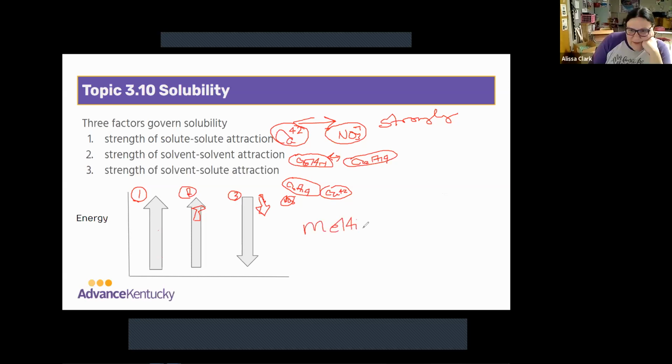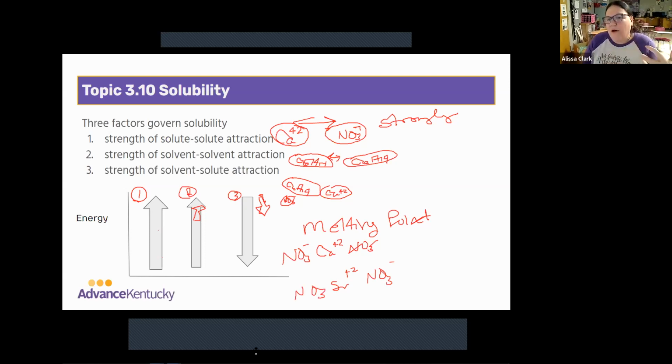So here we're going to kind of switch ideas a little bit and think about the melting point of the calcium nitrate scenario versus a strontium one. We're going to pull these ions apart. We have to overcome the attraction between these ions. Which set would have to be heated to a higher temperature in order to allow those ions to move freely about one another, and why?